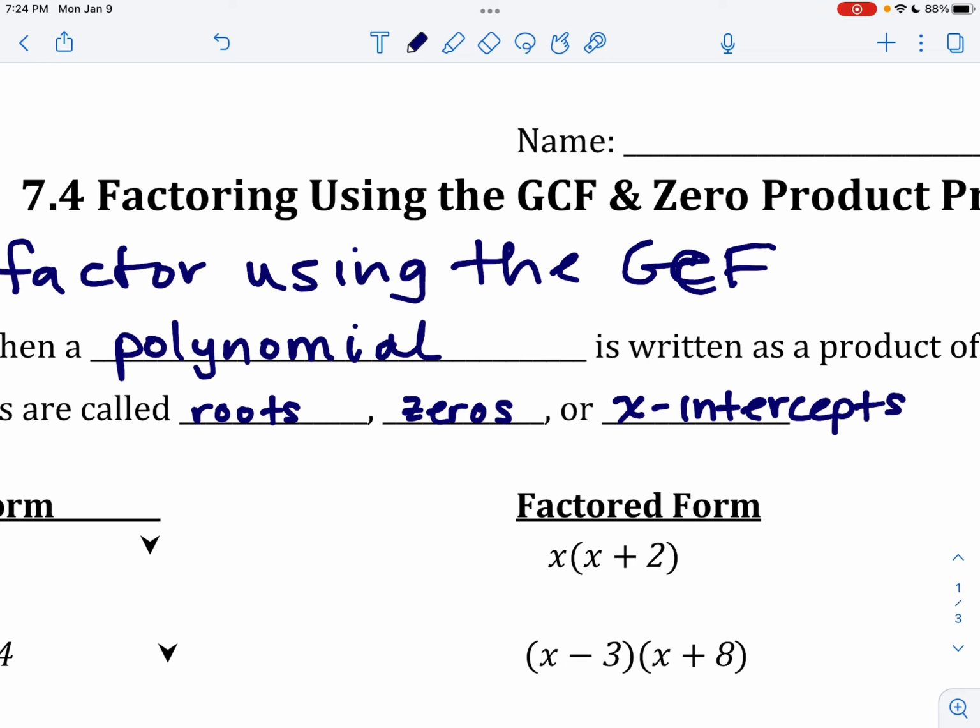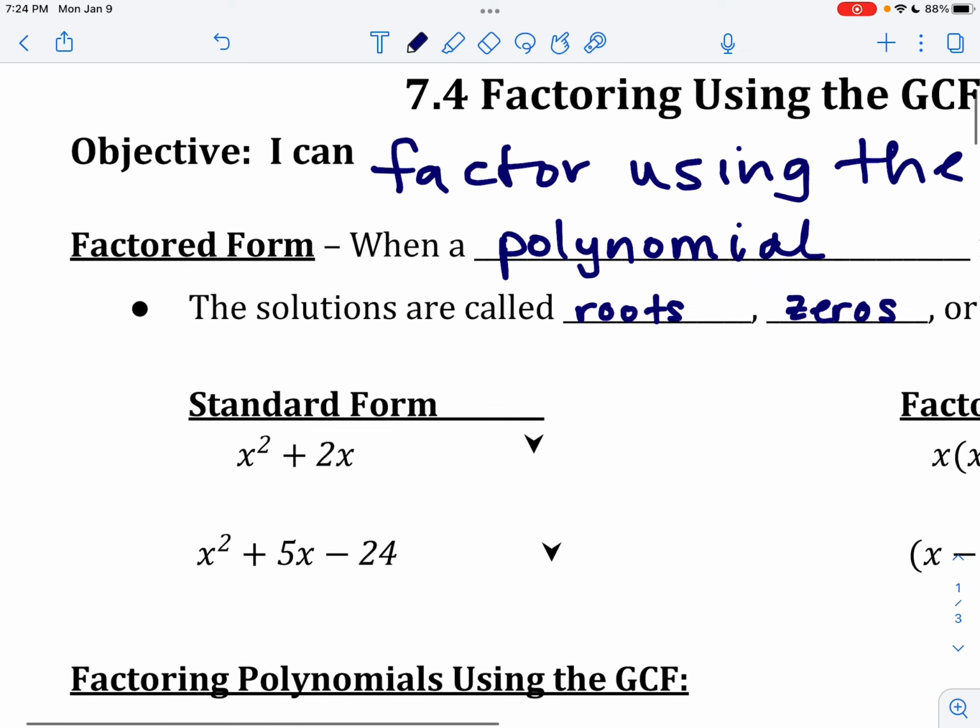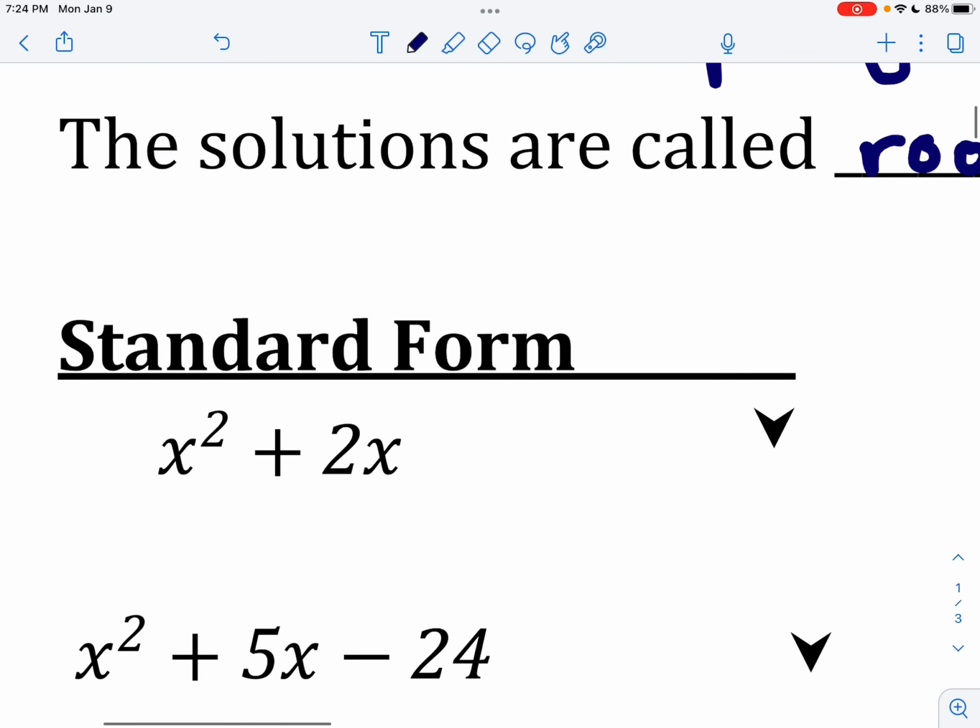So I might say, all right, find the roots of this problem. Find the zeros of this problem. Find the x-intercepts of this problem. You're going to do the exact same thing for each one because they mean the same thing. All right, so looking at this standard form, x squared plus 2x. We know it's in standard form because the highest exponent is written first.